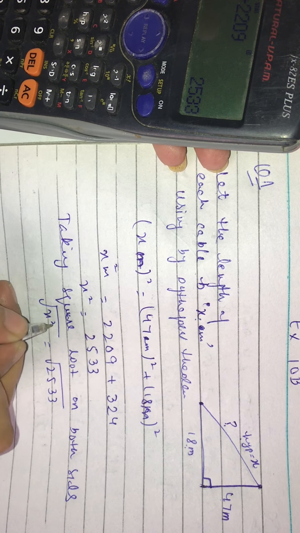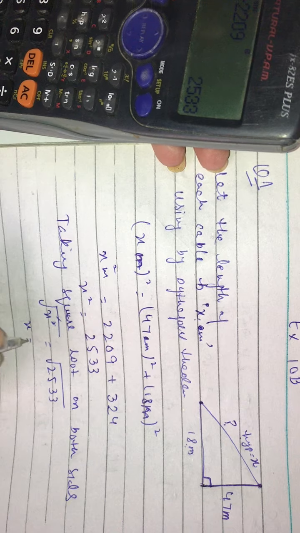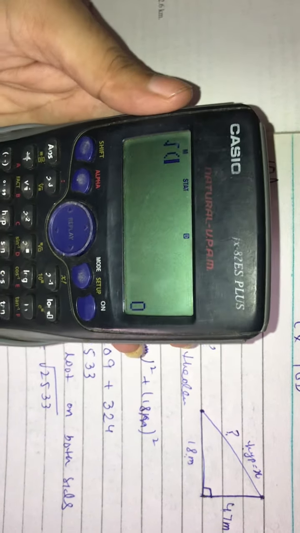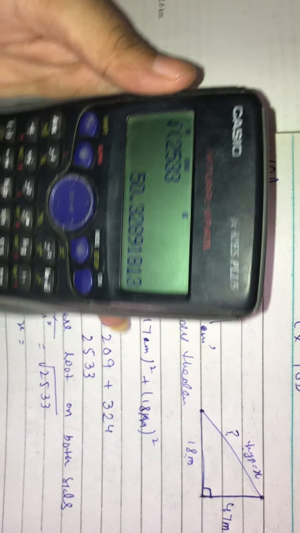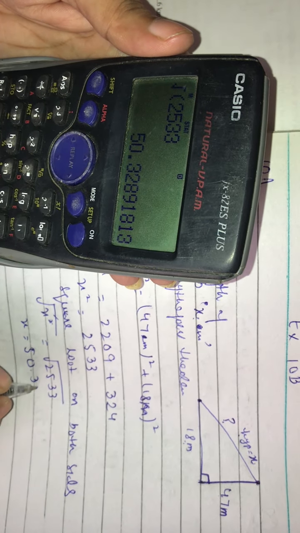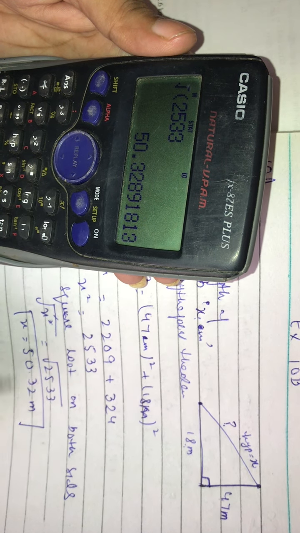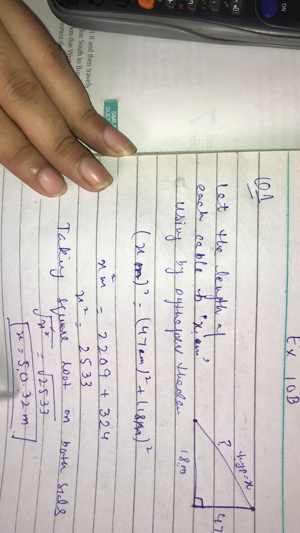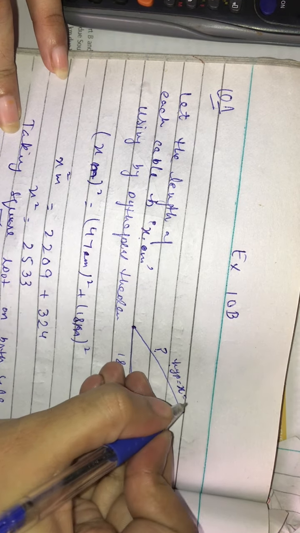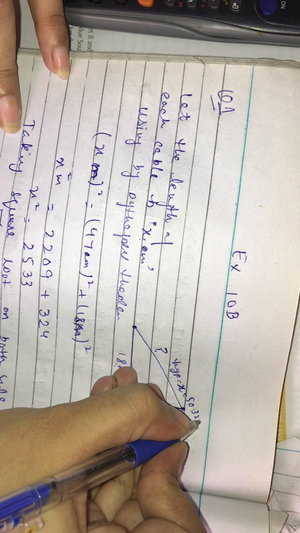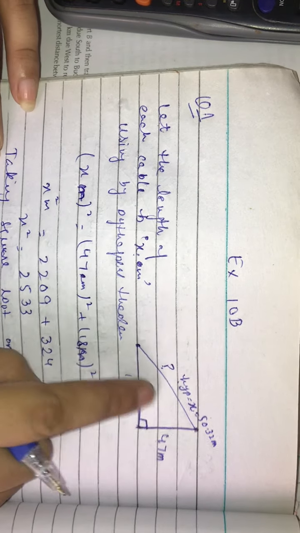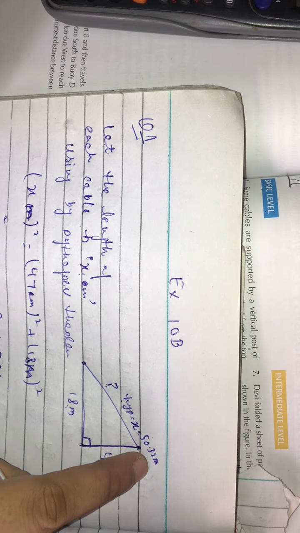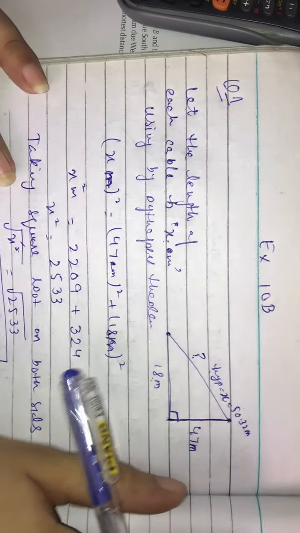Square cancels with square root. Then x equals the square root of 2533, which is 50.32 meters. So the length of the cable is 50.32 meters. It means the value of x equals 50.32 meters. Got it? This is the length of each cable. The length of each cable is 50.32 meters. It was very easy.